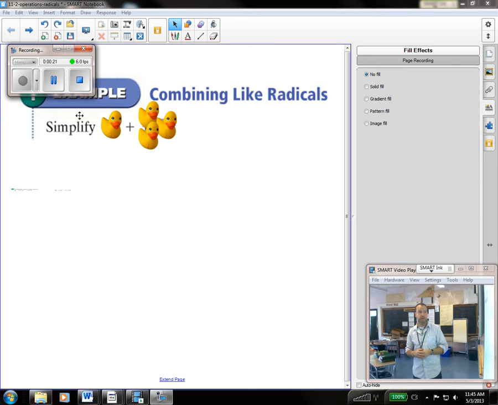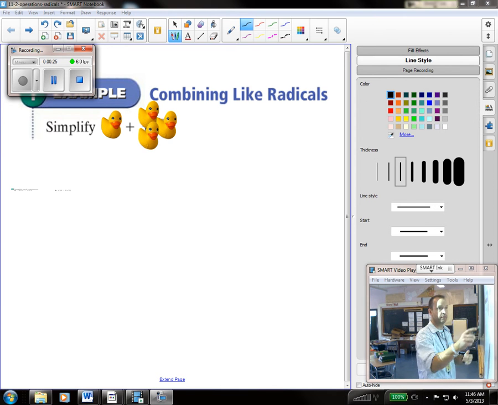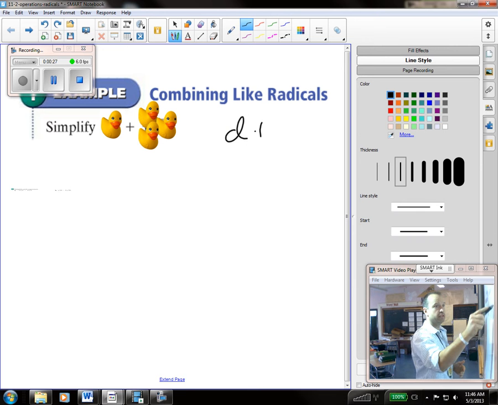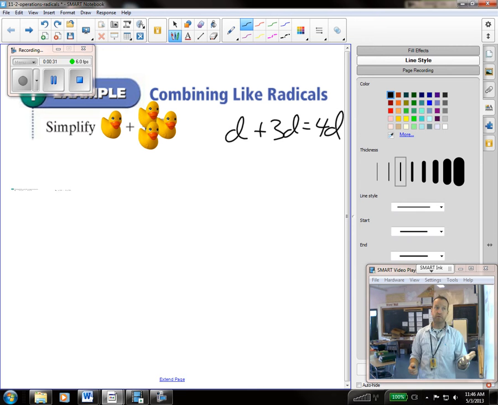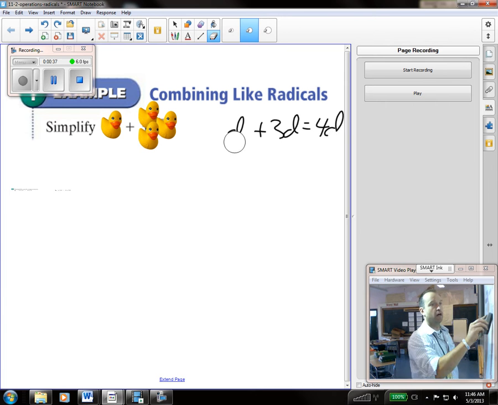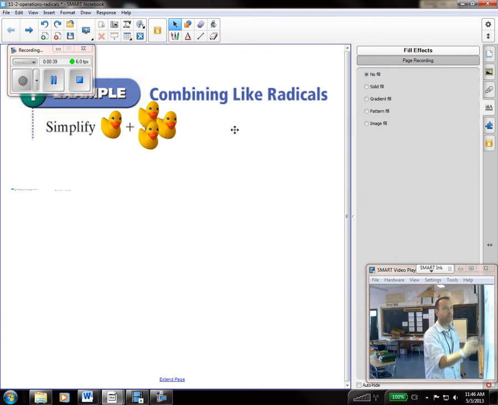That's what we're doing. The only thing is we're not counting ducks. We're not dealing with variables. If I was doing that with variables, that would be d plus 3d equals 4d. Again, I would be reading that 1 duck, that's the first d, plus 3 ducks is equal to 4 ducks. Okay. Same things have to happen with radicals.